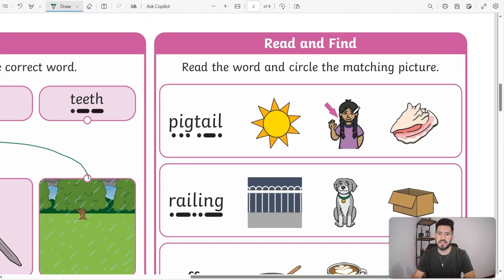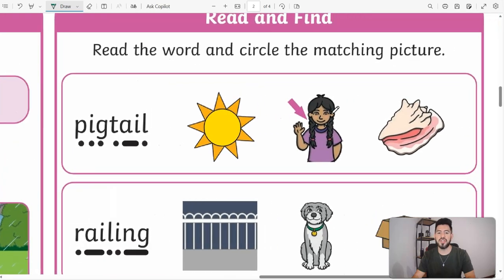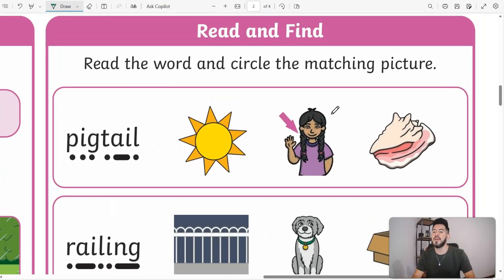Then we have a very simple exercise, which is reading the words and circling the matching picture. Okay? You need to sound out the letters to be able to read. You will say p, i, g, t, a, i, l, pigtail. Look at the first picture. Do you think this is a pigtail? Or this one, which we know is a seashell. This is a shell. I don't think so.